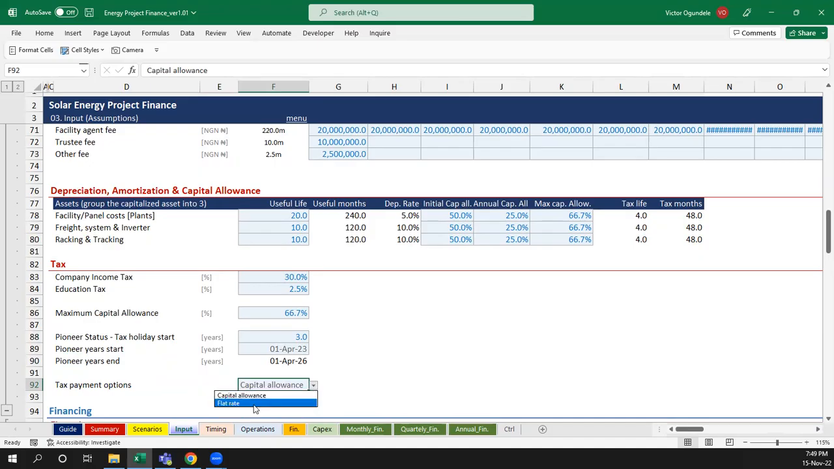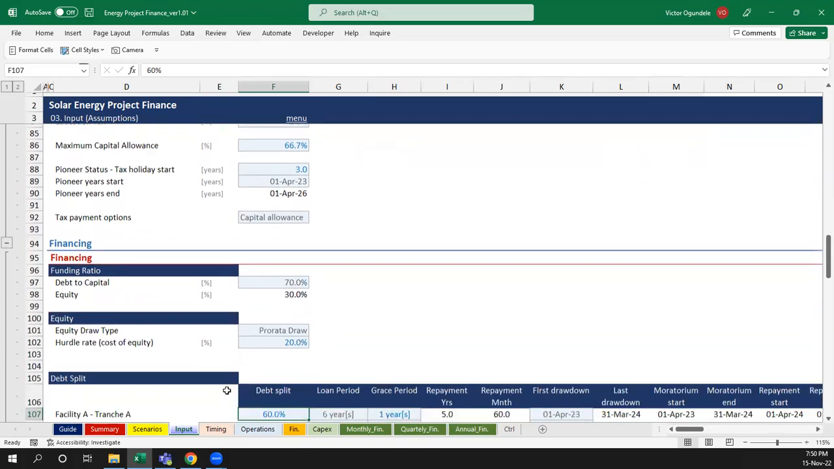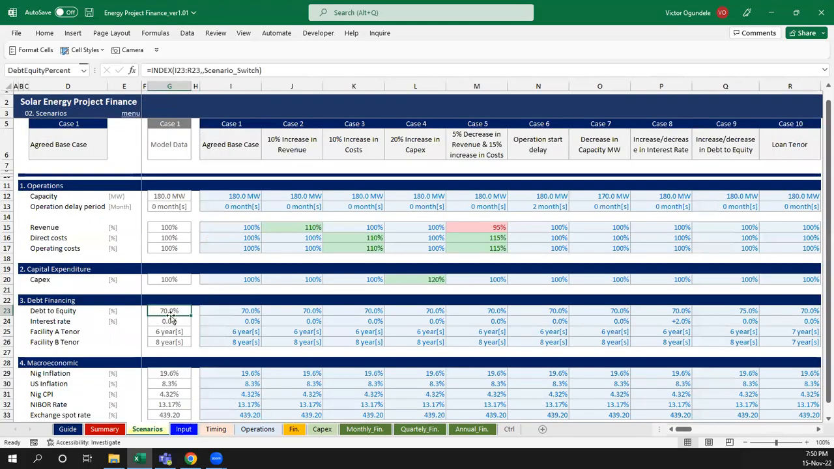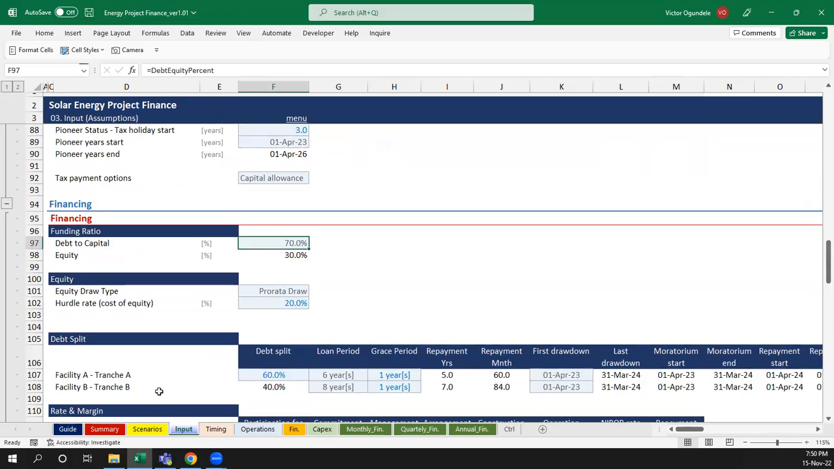So if you think of capital allowance, we should calculate our model using the capital allowance approach, or we should just use a flat rate. You can just select that option, and that will affect the calculation. On the part of the financing, we're saying debt will be 70% and equity 30%. If you go to our scenario, you can see that we created different scenarios where you can always update that. If you think maybe equity should be more, debt should be less, you just do that update. Then the other will go for equity.